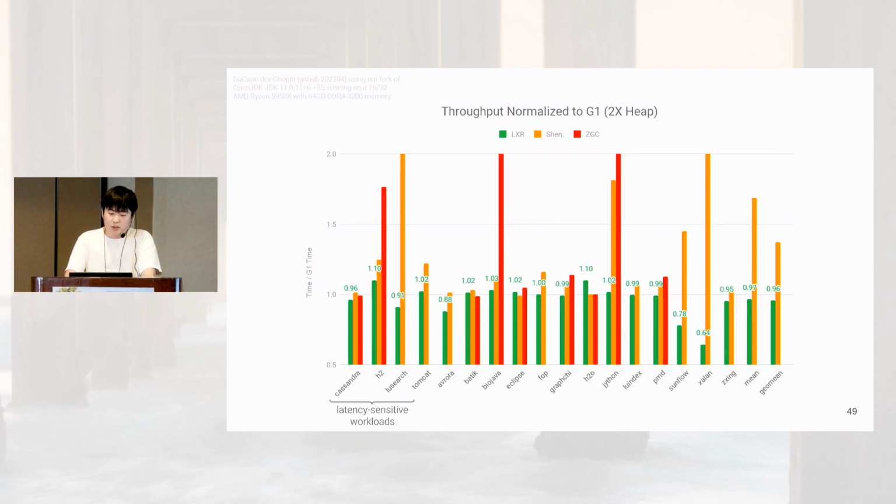And we don't just care about latency. For the other benchmarks, we also report the throughput results. For Shenandoah and ZGC, because they do concurrent copying and introduce heavy read barriers, they generally have much worse throughput than G1. But our LXR has slightly, 4%, better throughput than G1.